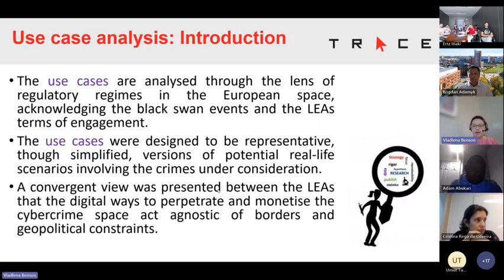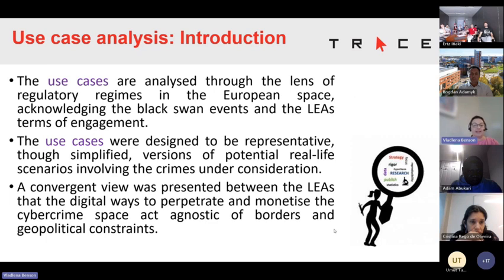We looked at the analysis of the use cases through the lens of regulatory regimes in the European space. You heard from Professor Turksen's presentation that there are a lot of areas and facets to those investigations. We looked at the anti-money laundering and countering the financing of terrorism rules. We presented a detailed case analysis of the key use cases proposed by the consortium. Those were specifically looking at several areas.